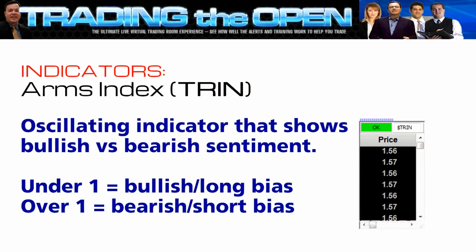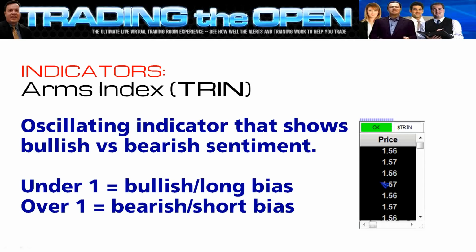One of the most important indicators that you will learn as a professional day trader is the ARMS index. Originally created by Henry Arms back in the late 60s, the ARMS index is a ratio oscillation indicator of the advance-decline line and the up-to-down volume, and basically it's just an indicator that shows bullish versus bearish sentiment. It's updated every 30 seconds starting at the opening bell, and under 1 is a bullish or long bias, over 1 is a bearish or short bias.